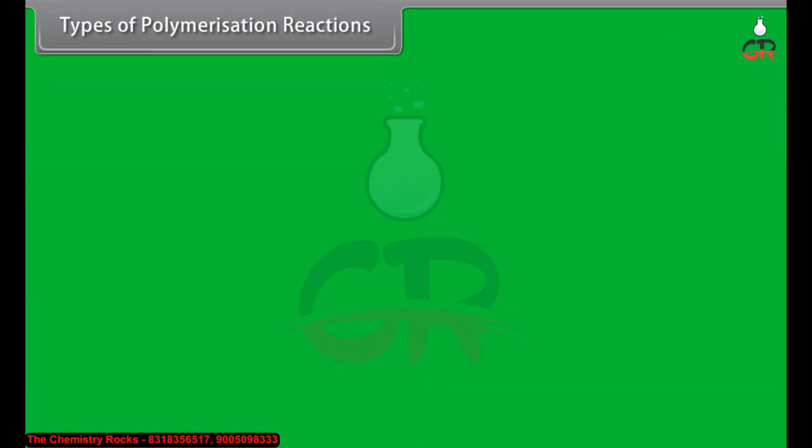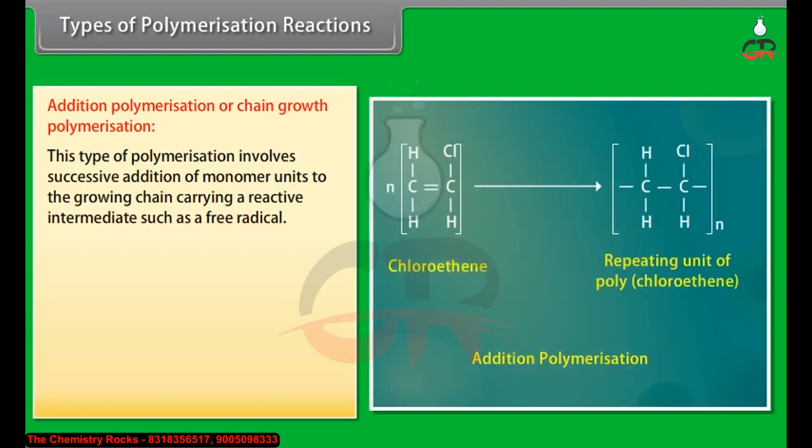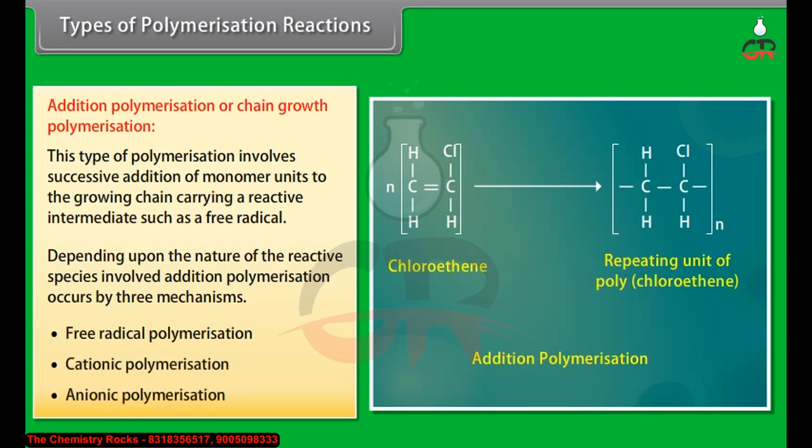Types of polymerization reactions. There are two types of polymerization reactions. Addition polymerization, or chain growth polymerization. This type of polymerization involves successive addition of monomer units to the growing chain carrying a reactive intermediate, such as a free radical. Depending upon the nature of the reactive species involved, addition polymerization occurs by three mechanisms: free radical polymerization, cationic polymerization, and anionic polymerization.